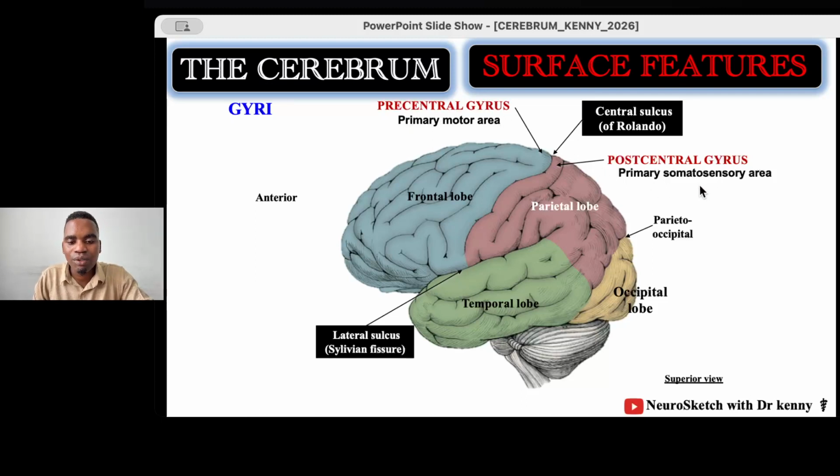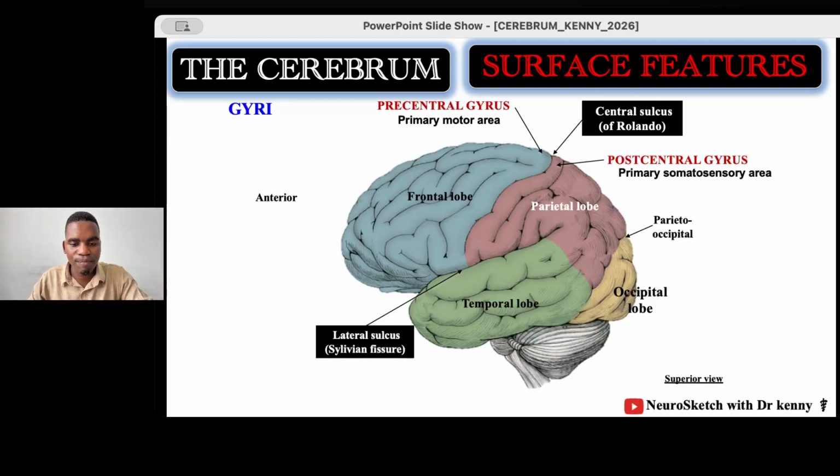But the post-central gyrus is the primary somatosensory area, and you are not surprised, because somatosensory is the function of the parietal lobe, right? And motor is the function of the frontal lobe. The precentral gyrus on the frontal lobe is the primary motor area, Brodmann area number 4, but the post-central gyrus is the primary somatosensory area, of course sitting in the parietal lobe, and is Brodmann area 3, 1 and 2, and not 1, 2, 3.